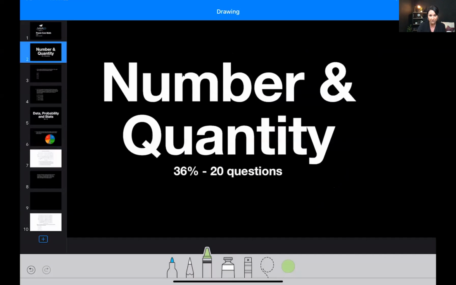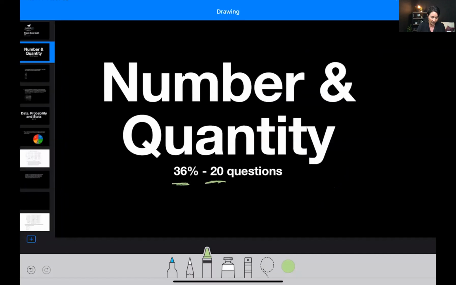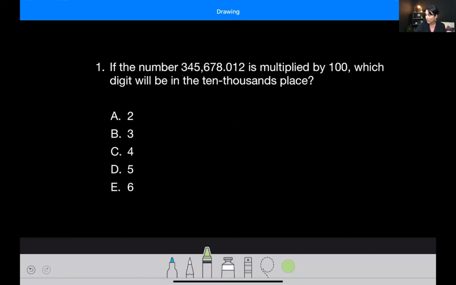Number and quantity is the first content category on the exam. There are going to be 20 questions in this area, so 36% of the test is coming from number and quantity. Let's take a look at number 1 in the handout. I always like to go to my answer choices first, because they often lead me to think, okay, this is this kind of question or that kind of question. In this case, we can't really see much. We just see a bunch of numbers, so it's not telling me much. Let's get into the question.